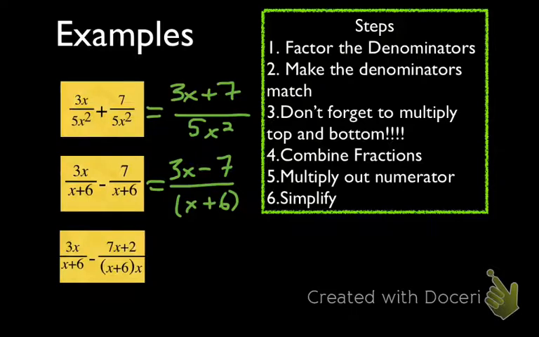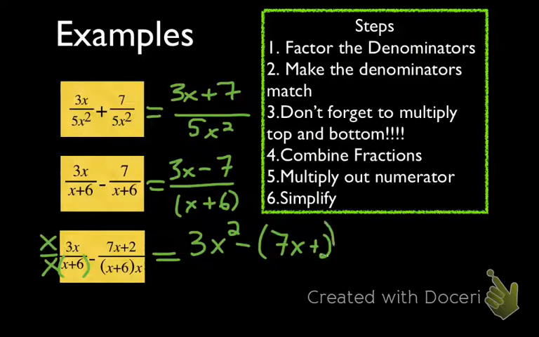Okay, and that's it. This one, everything is completely factored. So step 1 is good. Step 2, I've got to make the denominators match. On the right, I have an x plus 6 times x, and on the left I have just an x plus 6. So I need an x over here on the left. Whatever I do to the bottom, I have to do to the top. So I would put that x plus 6 in parentheses, and then when you multiply these out, you have the same denominator. So what this ends up becoming is 3x times x is 3x squared, and then minus 7x plus 2, divided by just x times x plus 6, because that denominator is the same.